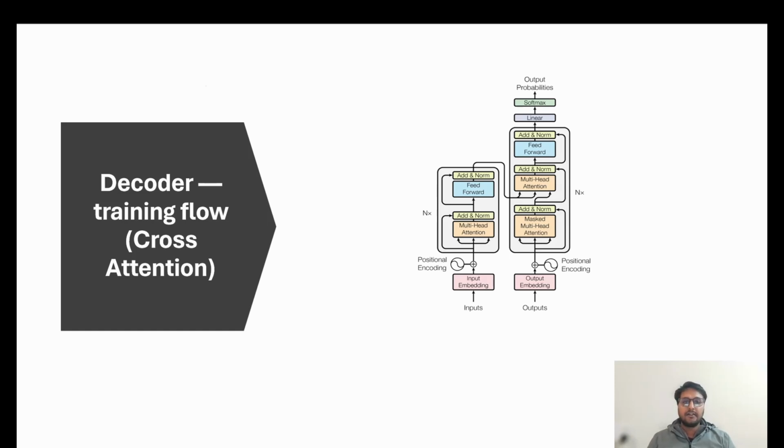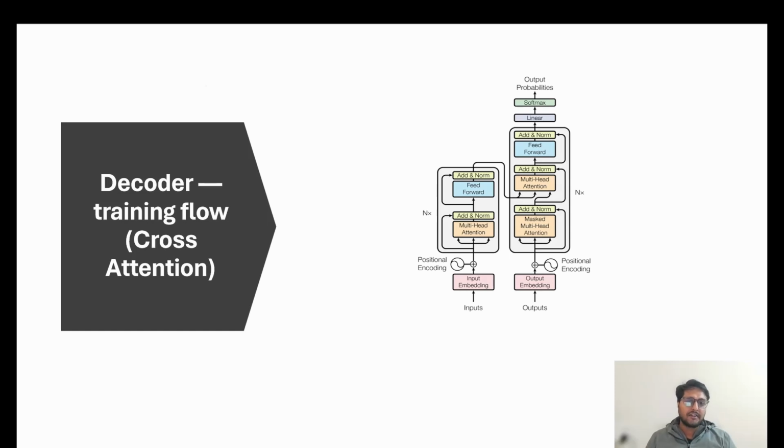But that is not enough to generate the next word. We also have to give encoder information to the decoder, and that is where cross attention comes into the picture. So in today's video, I will explain the cross attention concept step by step. So let's quickly start today's video.